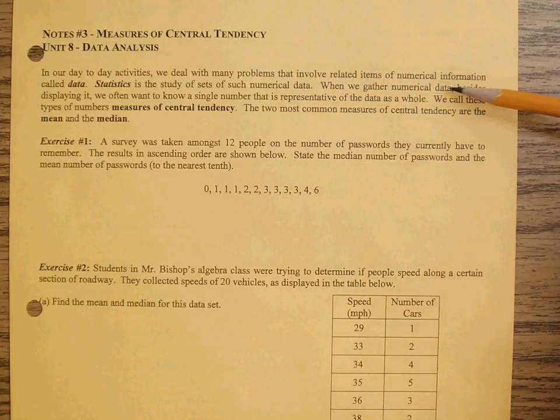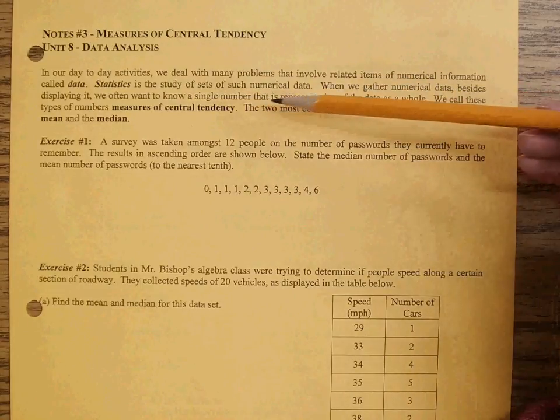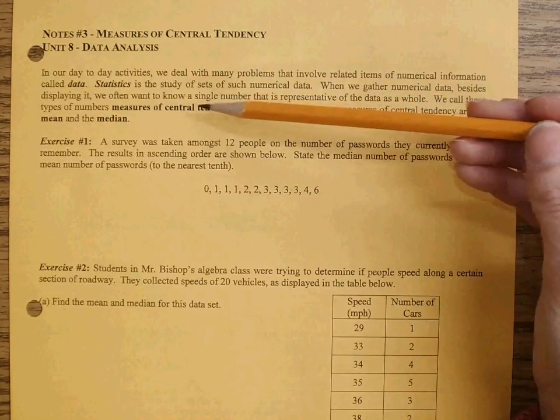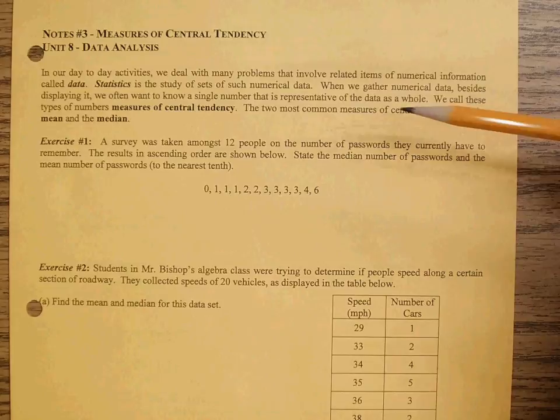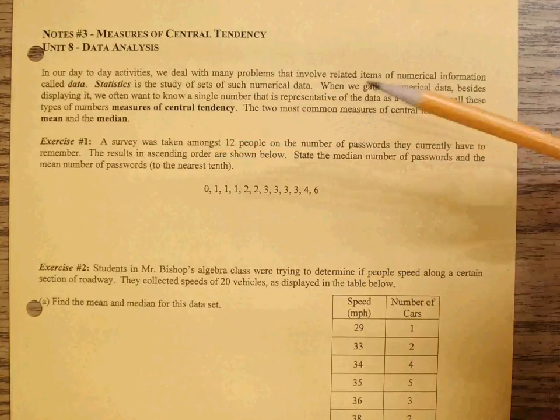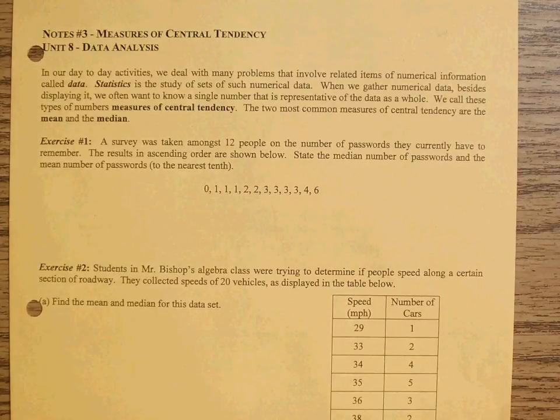When we gather numerical data, besides displaying it, we often want to know a single number that is representative of the data as a whole. We call these types of numbers measures of central tendency. The two most common measures of central tendency are mean and median. Okay, and that's what we're going to practice with today.